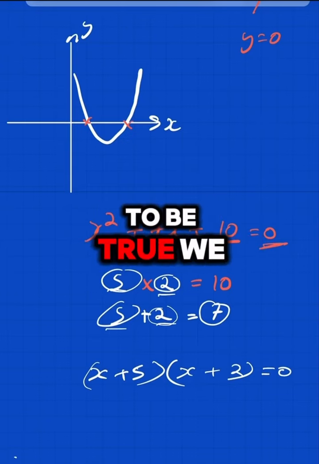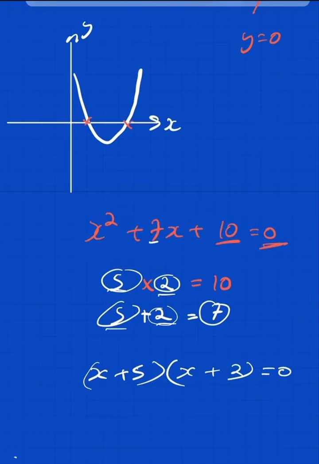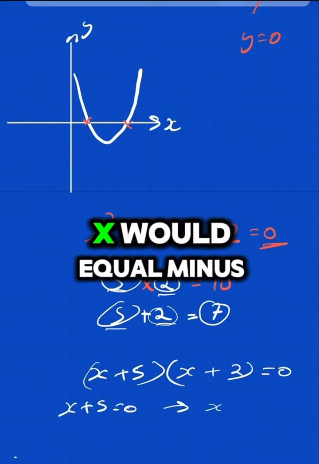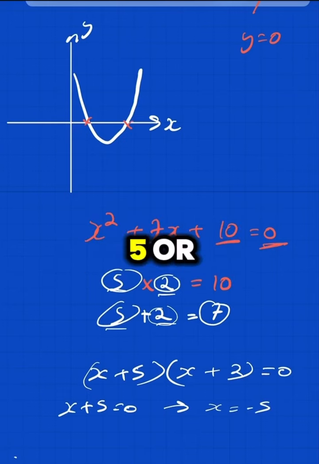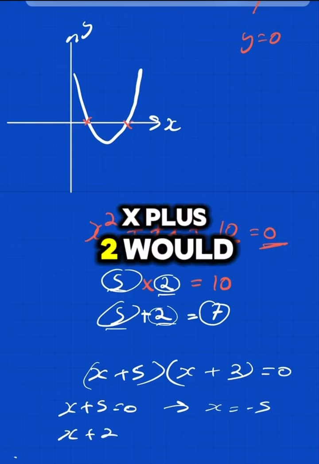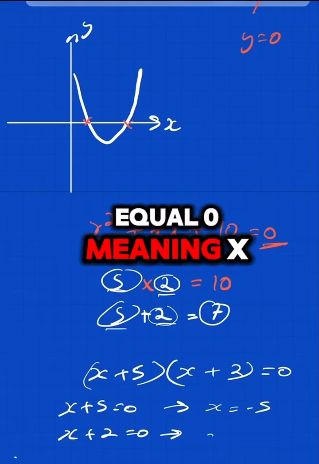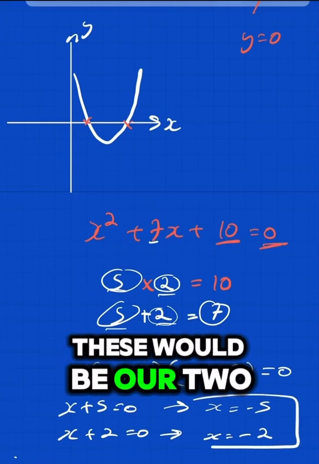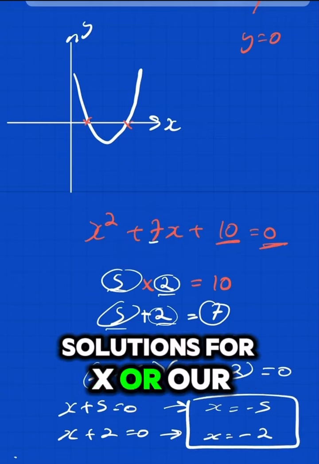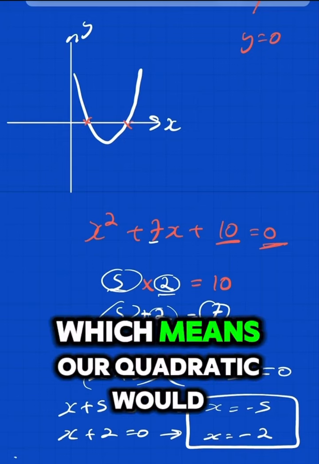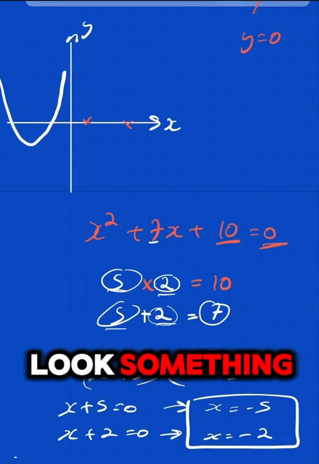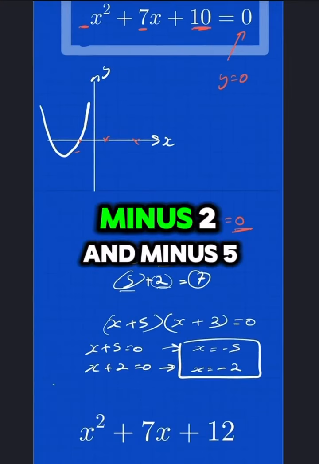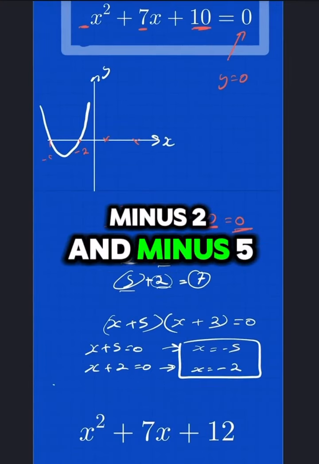In order for this to be true, we solve for x plus 5 equals 0, which means that x would equal minus 5, or x plus 2 would equal 0, meaning x would equal minus 2. So these would be our two solutions for x, or our two roots, which means our quadratic would look something like this, and it would cross through the graph at minus 2 and minus 5.